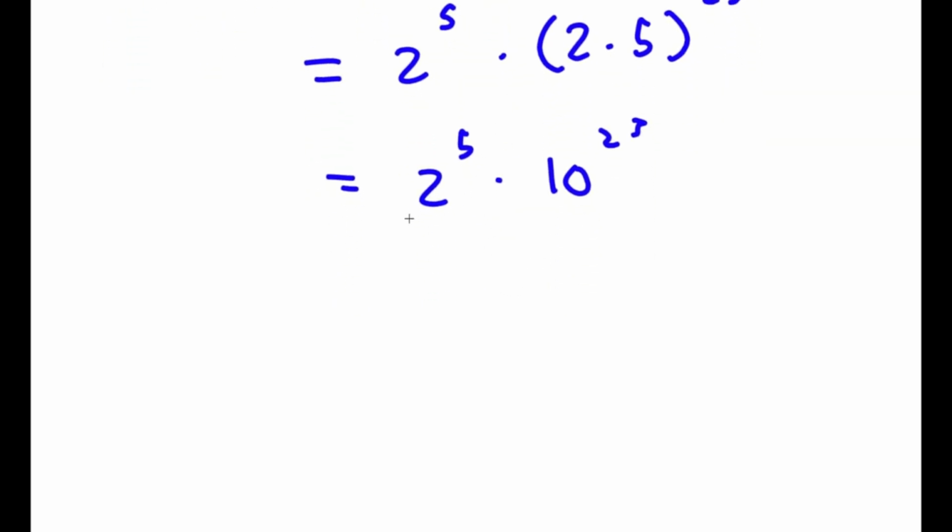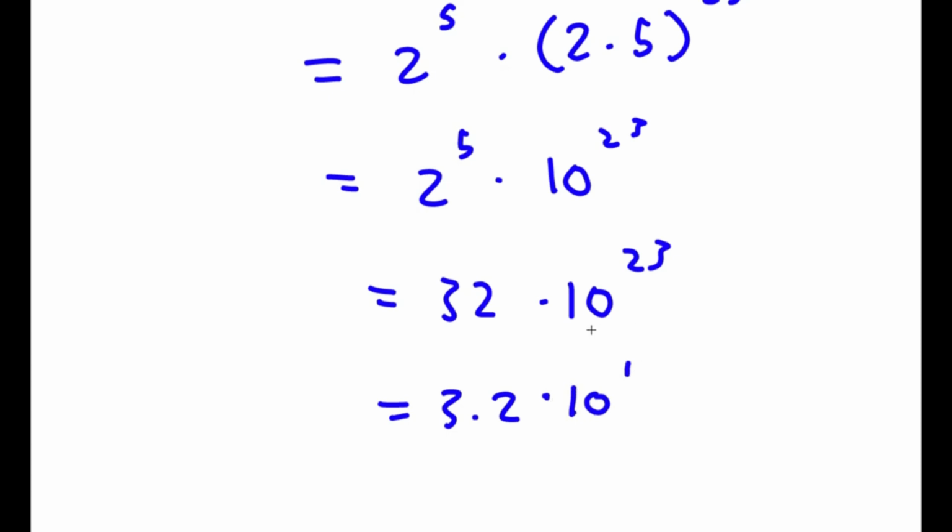Now 2 to the power of 5, that's simply equal to 32. So I have 32 times 10 to the power of 23. And now 32, I'm going to rewrite as 3.2 times 10 to the power of 1, because I'm going to put this in scientific notation form.